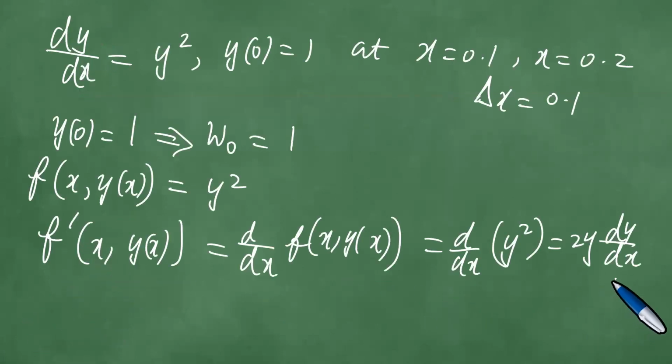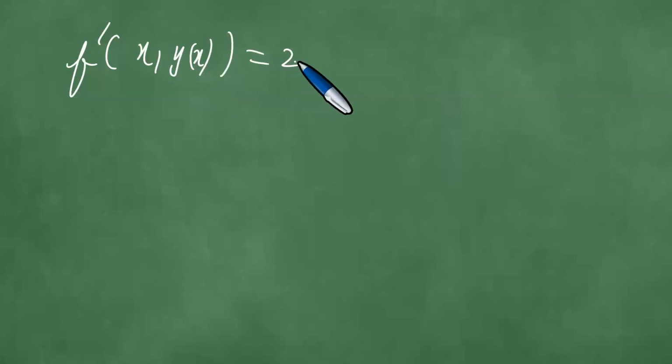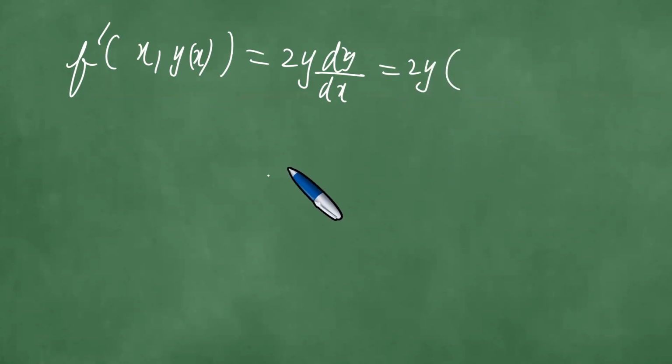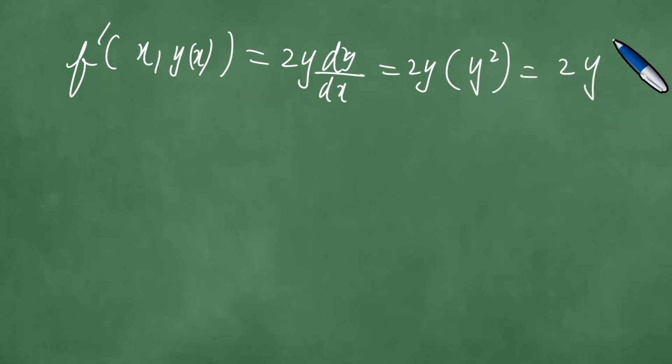I need to just copy the previous one. Okay, F primed is this. But yeah, we need to write it nicely. Because it's F primed of x, y, x, which is 2y dy dx. It is 2y. What is dy dx in this question? Y squared. Which means this one written nicely is 2y cubed.